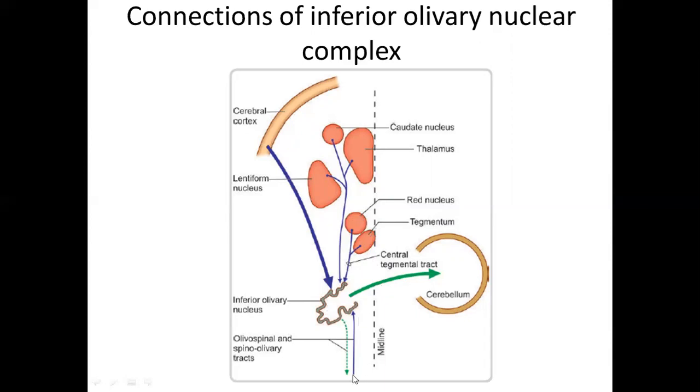Then the spino-olivary fibers will also terminate into the dorsal lamellae of the inferior olivary nuclear complex along with the medial accessory nucleus. All the fibers will unite and form the principal olivary nucleus, and they will form the climbing fibers, which terminate into the cerebellum, and some of the fibers will also go to the spinal cord as the olivospinal tracts.